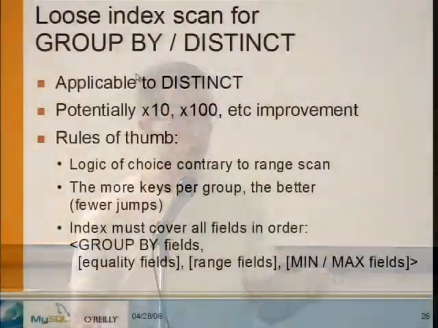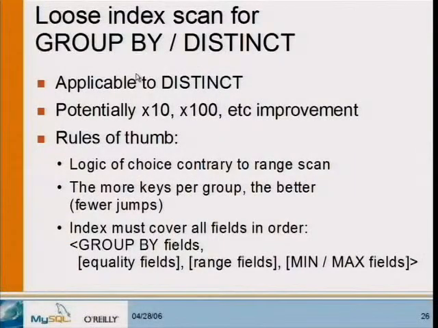And the general rule to apply this method is that the index must cover all fields in this order. First, you have the group by fields, equality condition fields, range access method fields, and then in the end, minimum and maximum fields. And all these fields have to be covered by the index.